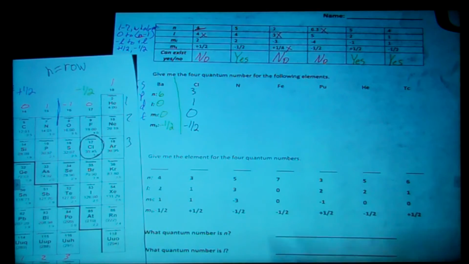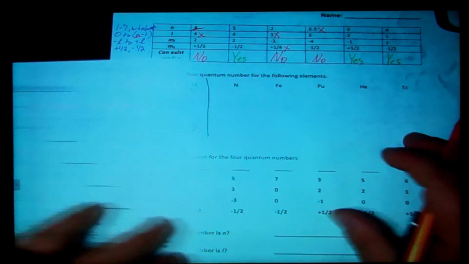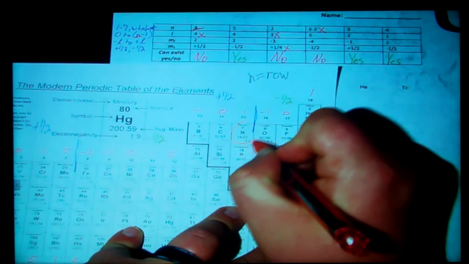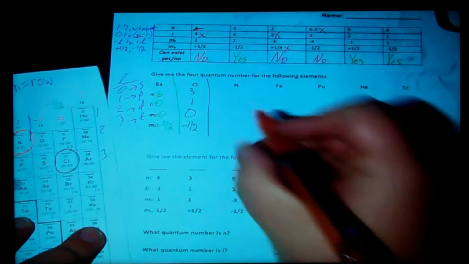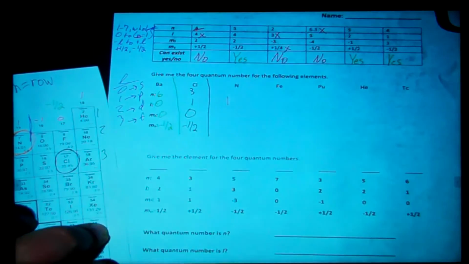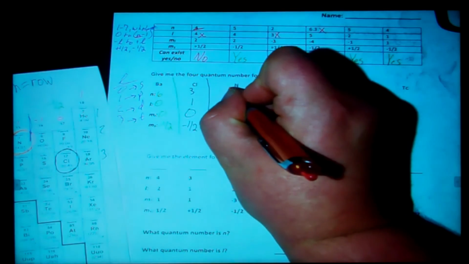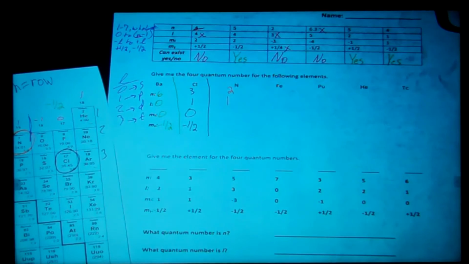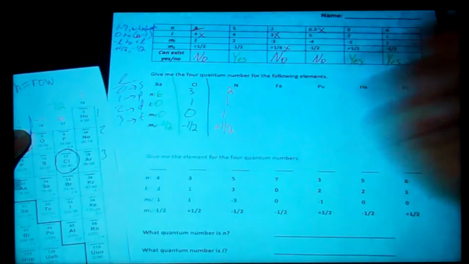Let's move to nitrogen. So looking at nitrogen, nitrogen is atomic number 7. Nitrogen is in the P block, so that means L is 1. Remember, for the P block, N equals rho, so N is equal to the rho that nitrogen's in. Nitrogen's in the second row. M sub L, you follow nitrogen up, it's a 1, and it's in the +1/2. It's in that first half.